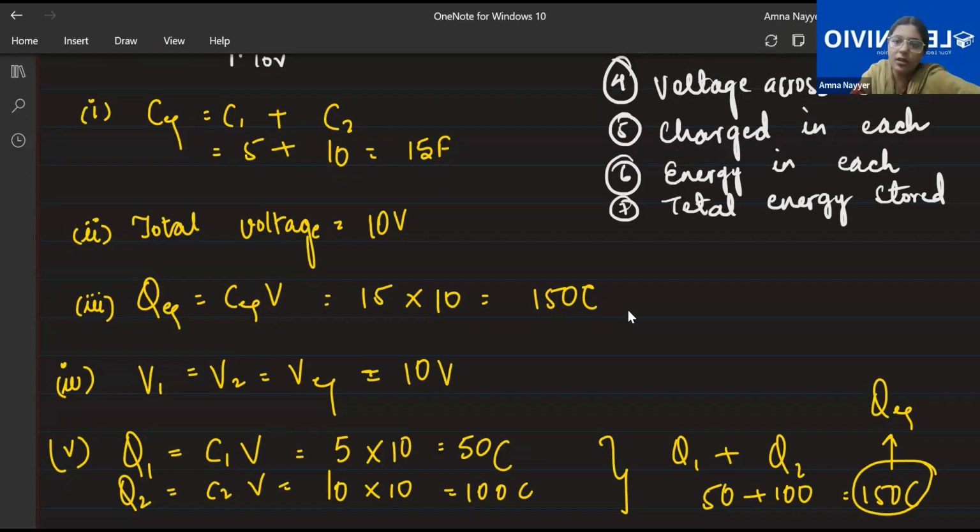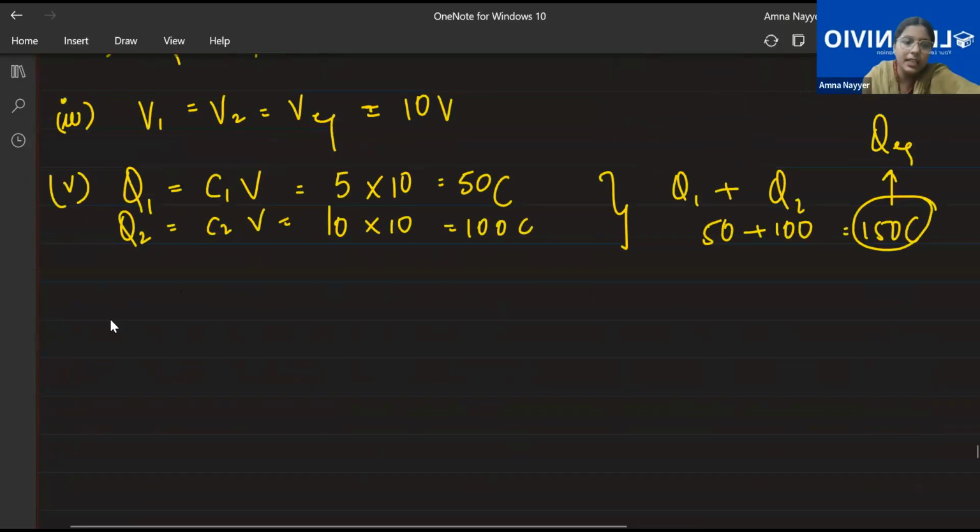Okay, I've put energy also in each, in this one. Energy in each. When it says energy in each part.